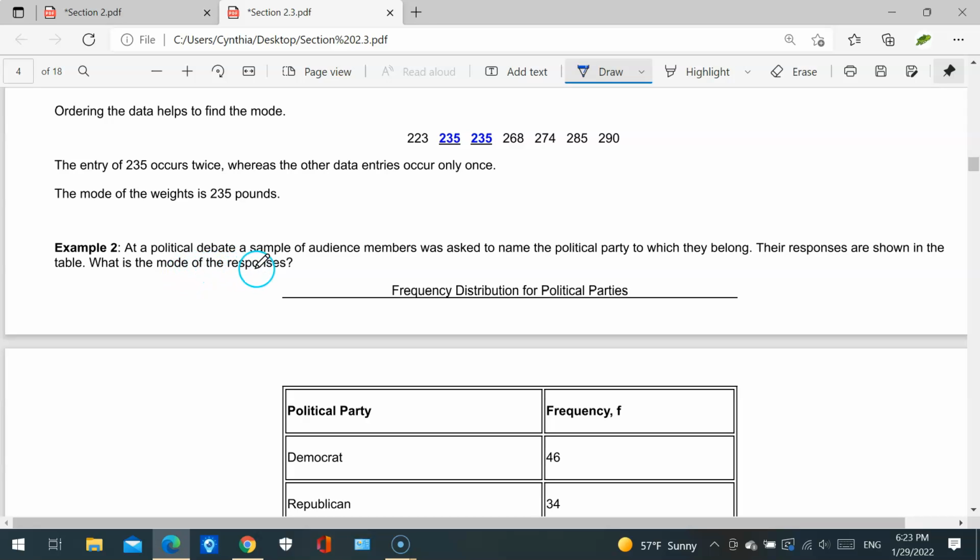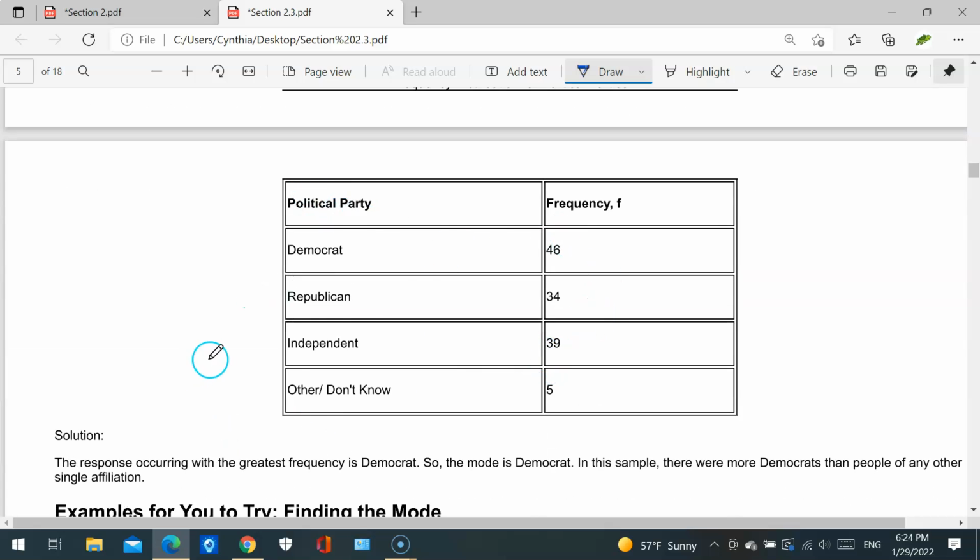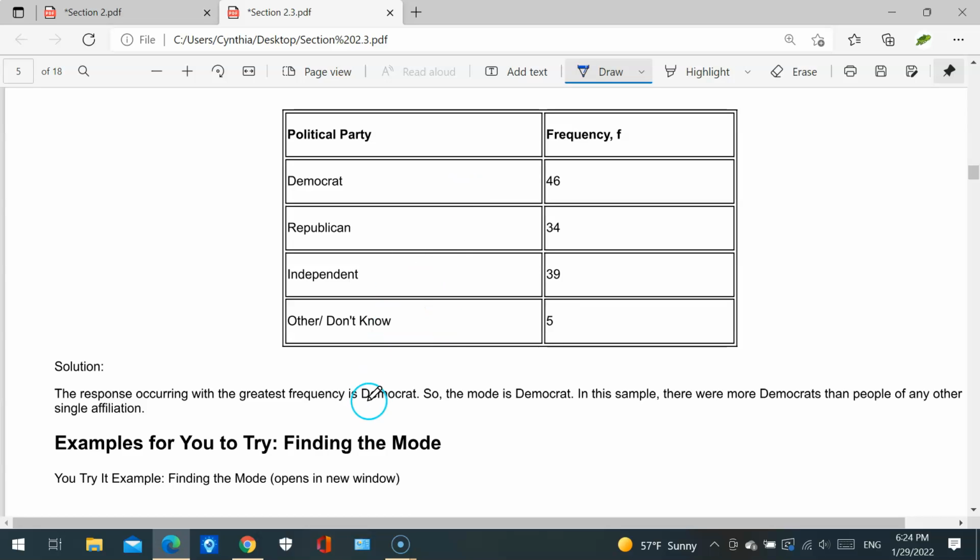At a political debate, a sample of the audience members was asked to name the political party to which they belong. The responses are shown in the table. What is the mode of the responses? So this is a table. The response occurring with the greatest frequency is Democrat. So the mode is Democrat in this sample. There were more Democrats than people of any other single affiliation. Because this number is the largest, this would be the mode.